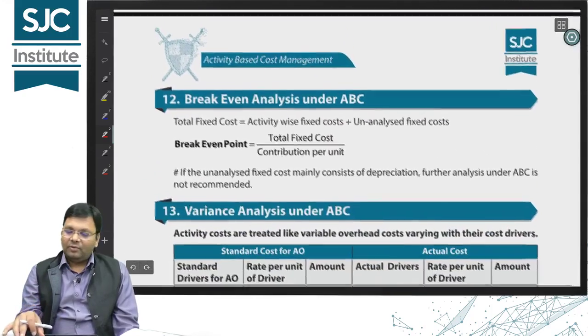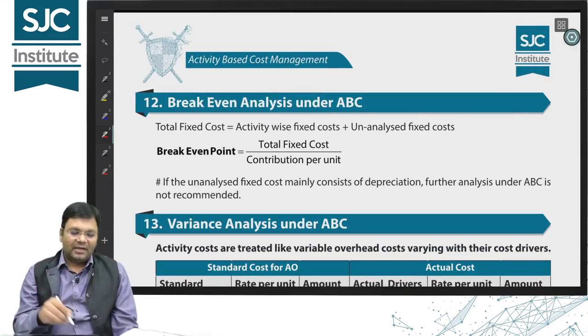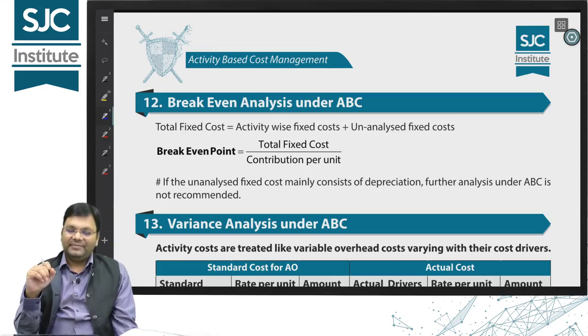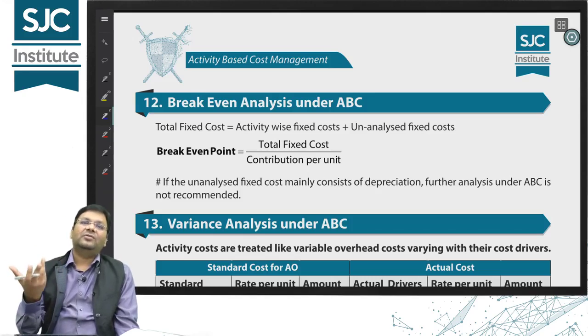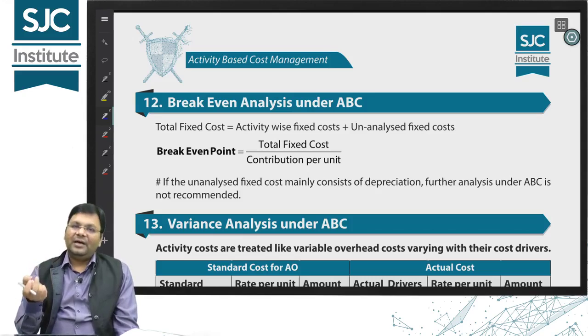I will take up one more small concept for today, which is break-even analysis under ABC. Now let us understand this. Break-even concept we study in depth in a different chapter called CVP analysis, cost volume profit analysis, which you have also done in the name of marginal costing in intermediate. Here we are doing the same break-even analysis but using the concept of activity-based costing.